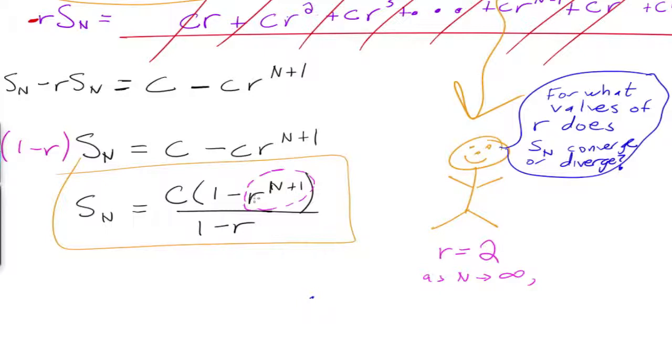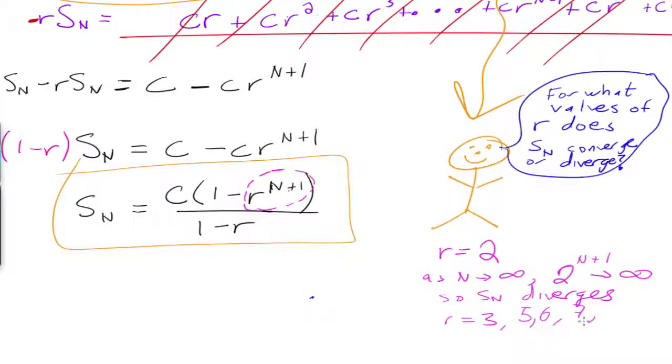Okay, so imagine r is 2. As n goes to infinity, what happens to that term right here? So 2 to the n plus 1 goes to infinity. So S sub n diverges, right? What's another value of r that it diverges for, that it also blows up? 3. If r equals 3, the same thing. What else? 5, 6, 7, 8, right? So there's a lot of numbers for which that term blows up.